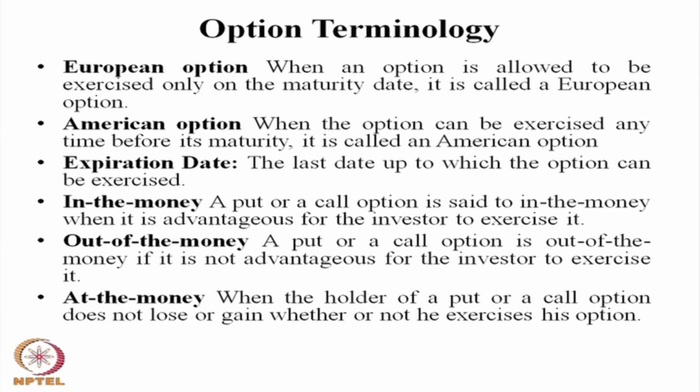So, in the money, the options buyer is at an advantage to exercise. Out of the money, the options buyer is at a disadvantage to exercise the options. At the money, the options holder is indifferent.